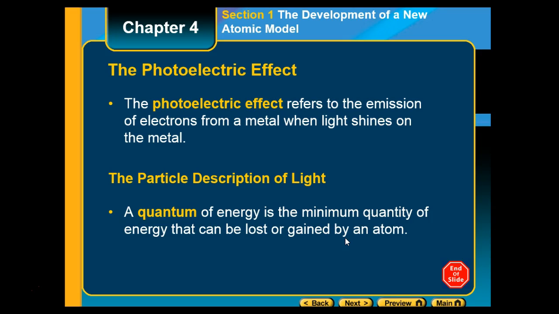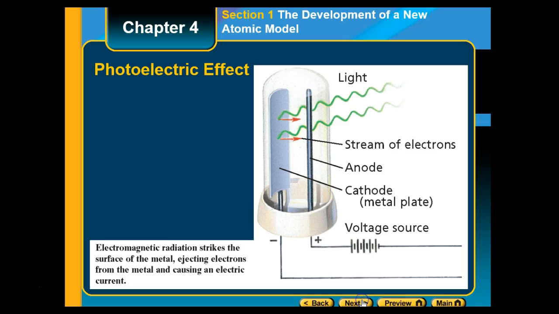And there is a quantum of energy, which is the minimum quantity of energy that can be lost or gained by an atom. So when the light hits the metal atoms, each atom has an amount of energy that can be lost or gained. So quantum, it's like an amount of energy.